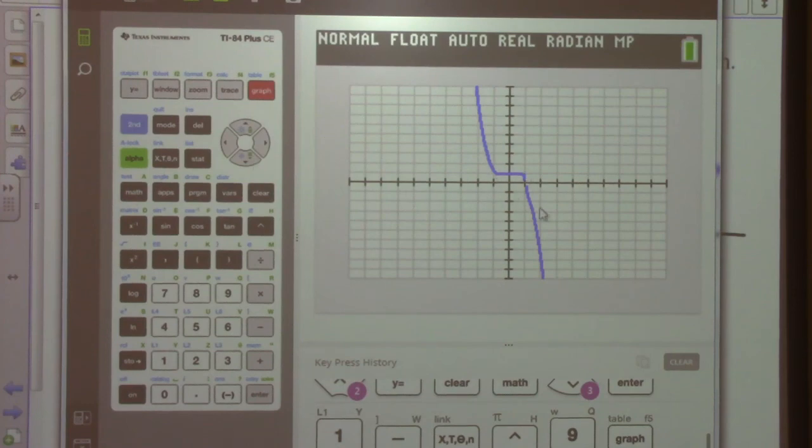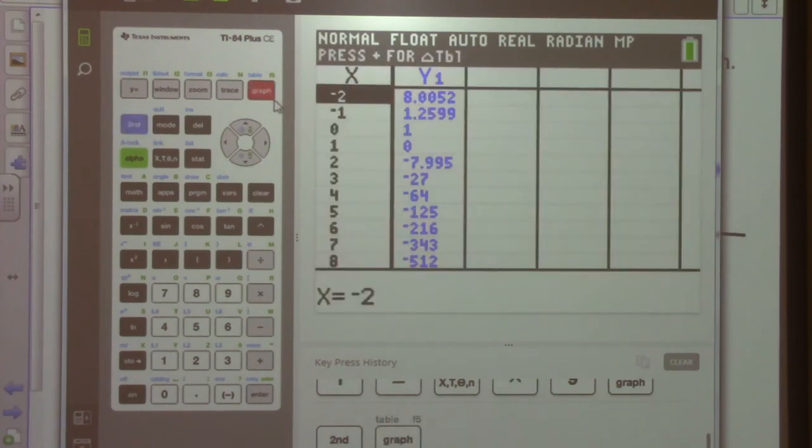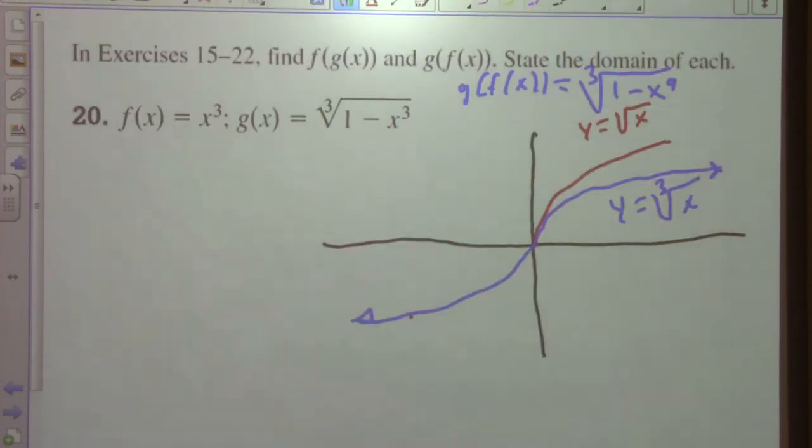That's a really sharp looking thing here, but remember there should be no domain restrictions, right? And if we go to table view, should we see any breaks? That looks like a break here at 1, but there really shouldn't be any breaks. Well, there aren't. So this is going to be our answer for g of f of x, and our domain is going to be this thing here.